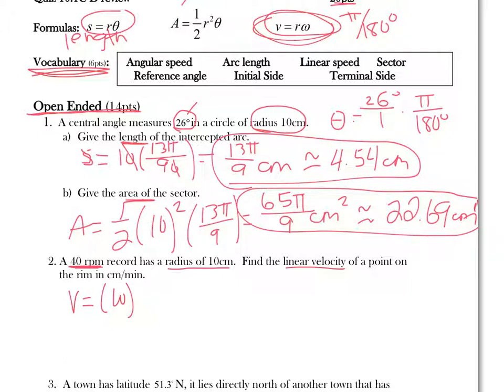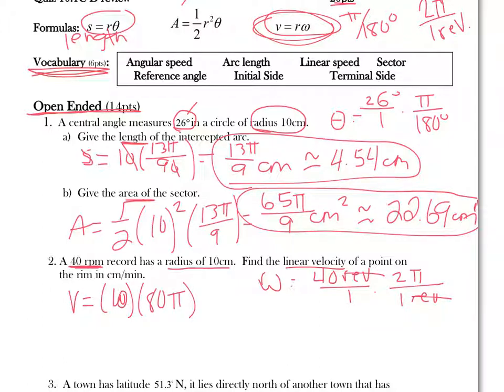So to convert 40 RPMs, which means revolutions per minute, you need to know this other one's conversion factor up top here, 2 pi over 1 revolution. The reason is because 1 revolution means 1 time around the circle, and 1 time around the circle is 2 pi radians, also 360 degrees, but we want it in radians. So to get omega, I do 40 rev over 1 times 2 pi over 1 rev. Your revolutions cancel, so that's just 80 pi.